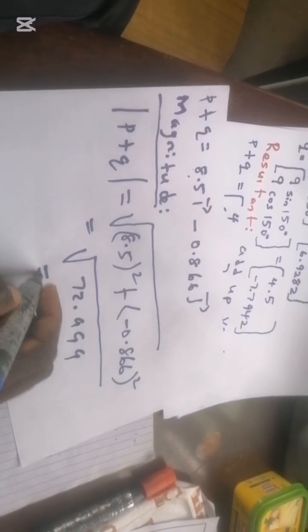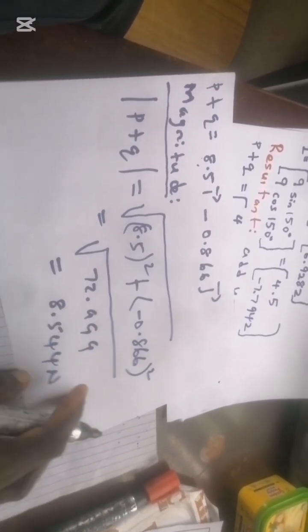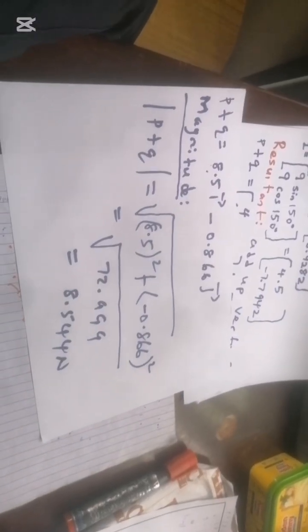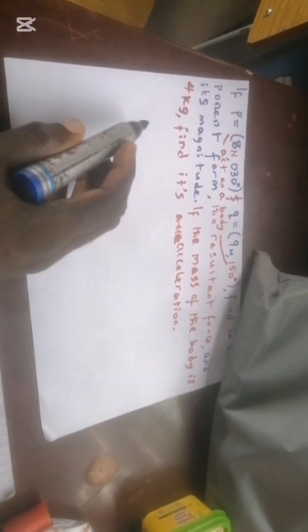Now, when you do this in calculator, this plus this, you will get 72.999. So the final answer will now be 8.544 Newton, and that's all. So we're done with that. Very easy, right? Okay. So the last question says that we should find, you see what they said last question? If the mass of the body is this, find the acceleration. So what do you do in this kind of situation?